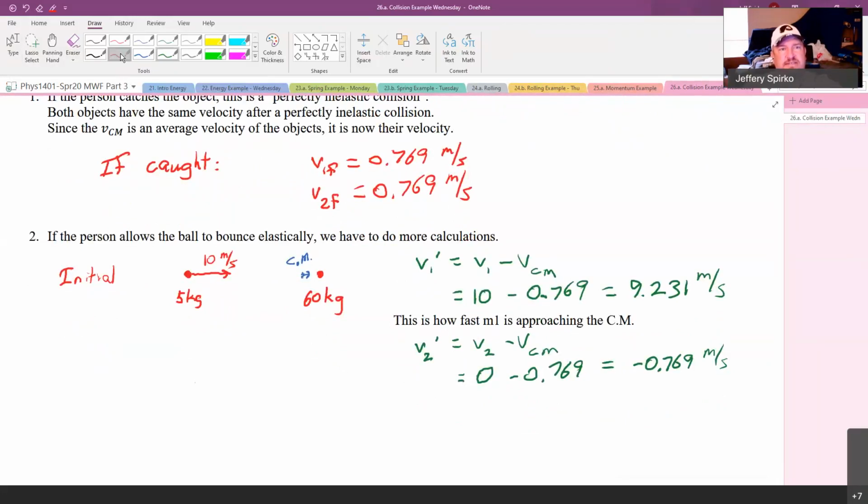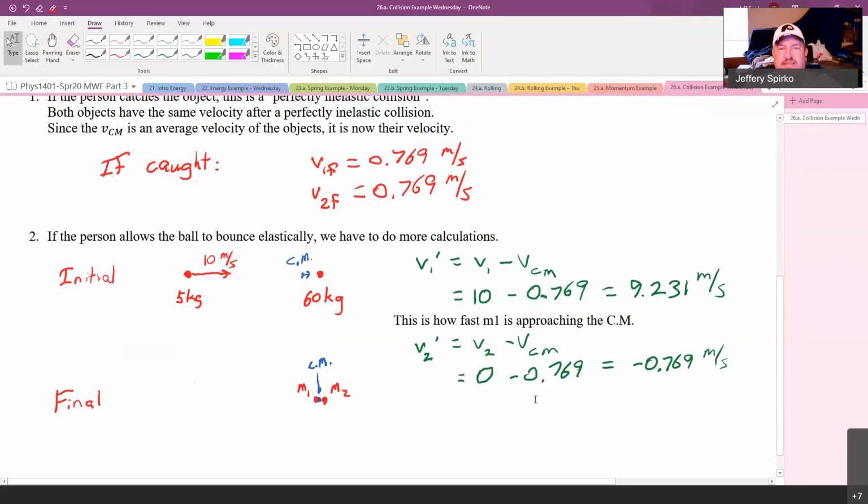Now, that's easiest to see if we look at what the final condition looks like. The final condition looks like M1 and the center of mass and M2 are all together at the same place.